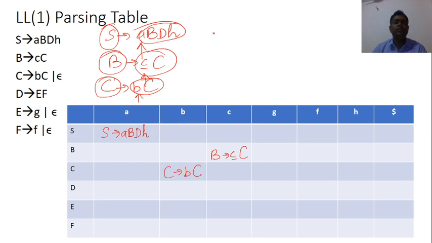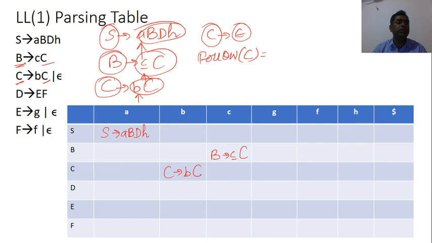Now consider C derives to empty. Here the first of empty is empty. So what do I have to do? Find out the follow of C. What will be the follow of C? You can find follow of C from here: follow of C equal to follow of B. And from here you can find follow of C equal to follow of C. This is obvious, since follow of C will always be equal to follow of C. So I can find follow of C from here.